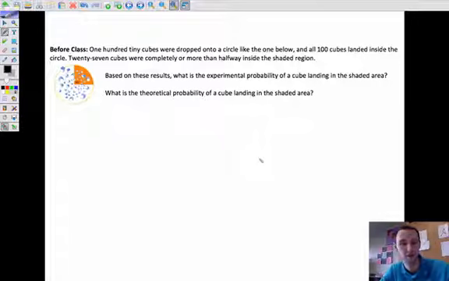So here's your before class question. You're going to need to figure out some probabilities for yourself based on the results of an experiment given up here.